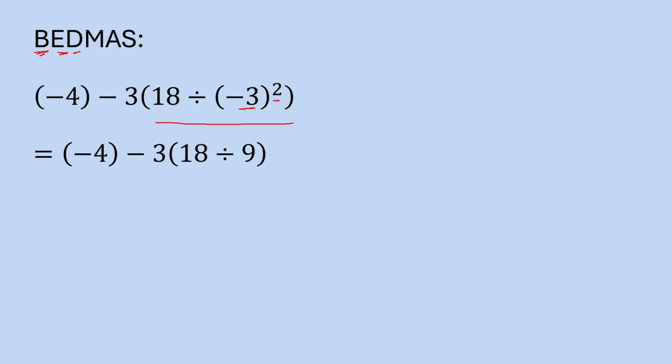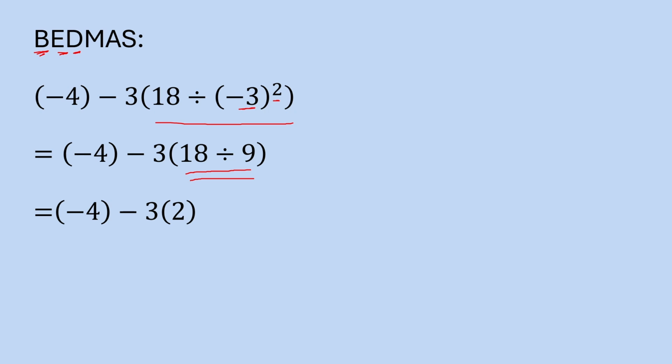Now again we will follow BEDMAS. B for bracket. So in the bracket there is 18 divided by 9. Then E for exponent. So there is no exponent in this bracket. Then D for division. So there is division. So we will solve this division first. So 18 divided by 9 is equal to 2. So the next step is negative 4 minus 3 in the bracket 2.